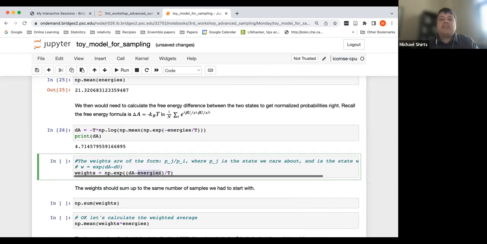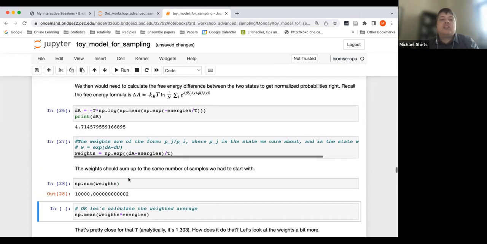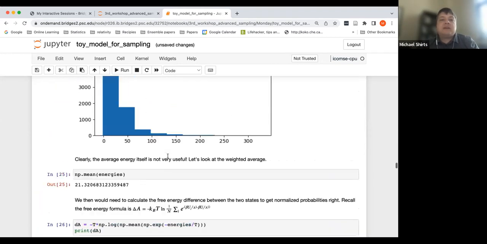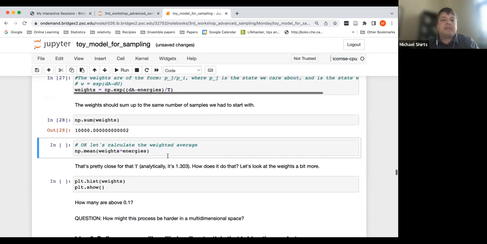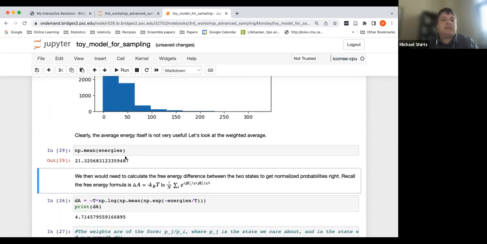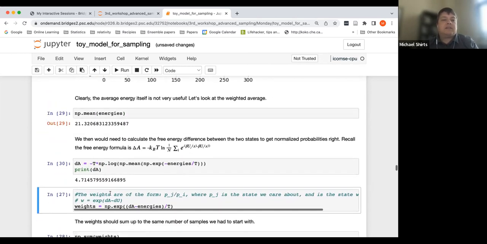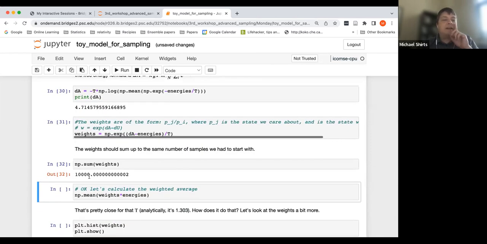And here the energies, because the energy of our bias state is 0, right? We're just sampling on this flat potential energy surface. It's just the energies divided by T. One thing you can check about the weights, they should sum to the same number of samples. Let's see. What did I put, right? It's half that. I'll have to check that later.